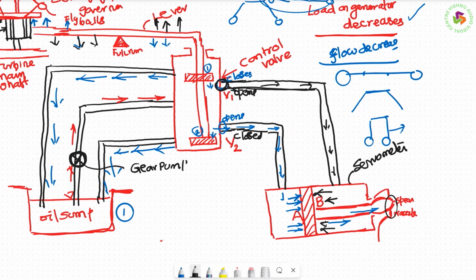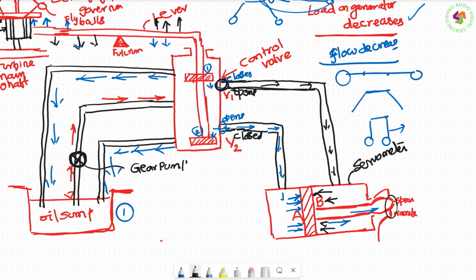So in both cases we should understand: when the load on the generator decreases, speed increases, so we have to reduce the speed. When the load on the generator increases, speed decreases, so we have to increase the speed. For increasing or decreasing the speed of the generator, only the turbine speed has to be controlled. How is the turbine speed controlled? It is only by the governing mechanism. How does the governing mechanism help us? The governing mechanism controls the flow of water entering onto the turbine. So that is being done by the governing mechanism. This completes the governing mechanism in the case of impulse turbines.